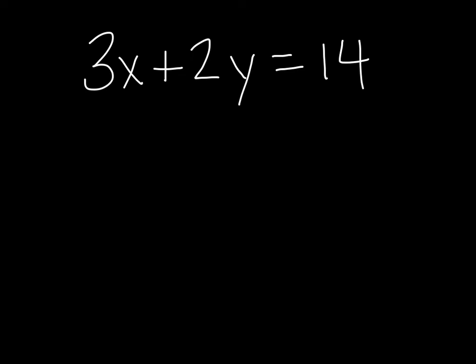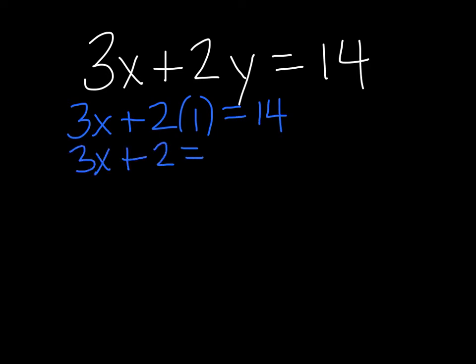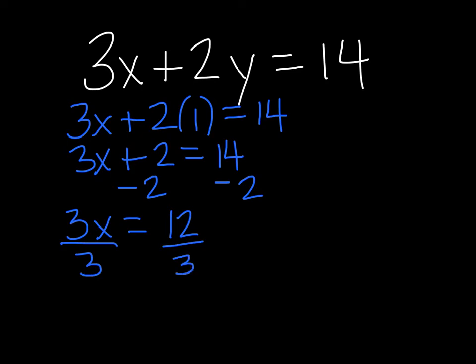So I'm going to substitute in, and I'm going to say that 3x plus 2 times, we think that y is 1, balances with 14. So 3x plus 2 equals 14. So we subtract 2 from both sides. So 3x balances with 12, divide by 3, and we get that x is 4. So that means that we think that the solution to this set of equations is (4, 1).